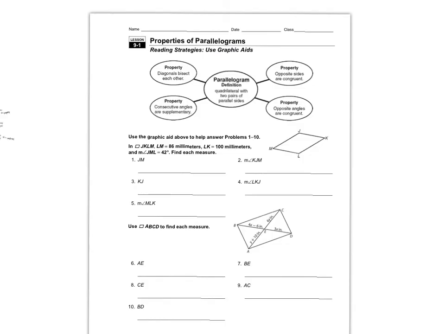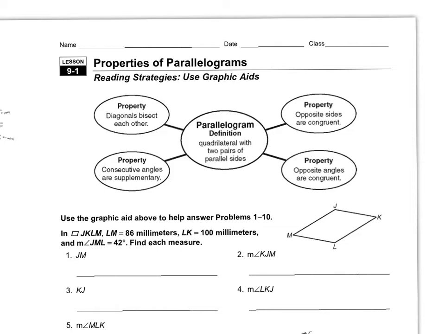So now that you know the difference between a property and a condition, let's look at the properties of parallelograms. These are true about any parallelogram. First of all, there's our definition. It has 2 pairs of parallel sides. So the top side is parallel to the bottom side, and the right side is parallel to the left side. That's the definition.